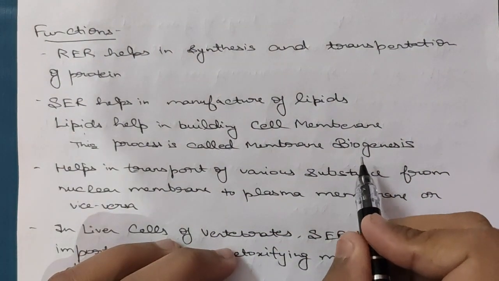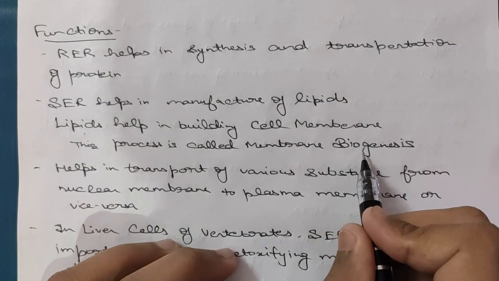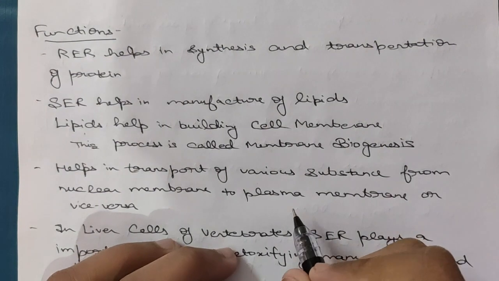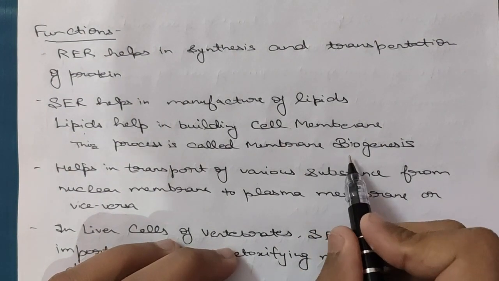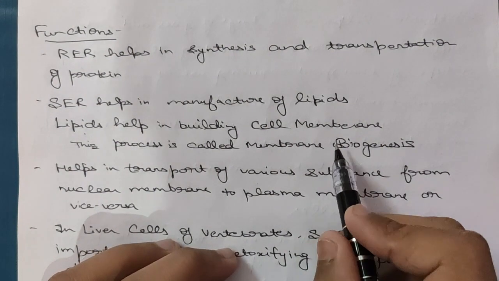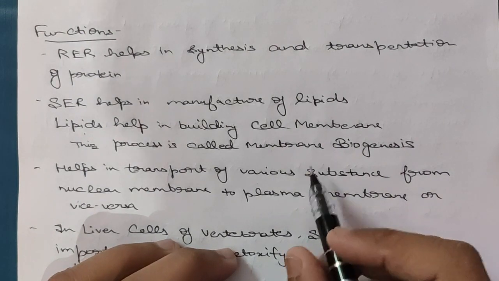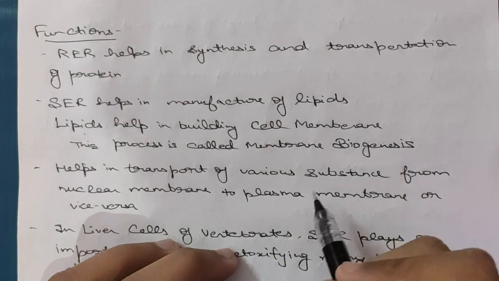Membrane biogenesis means, bio means living, and genesis means formation. So it helps in the formation of a membrane. And as I told you, the cell membrane, the plasma membrane, is a living structure. So that's why this process is called membrane biogenesis.